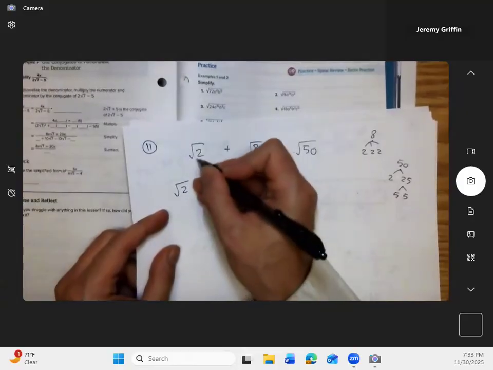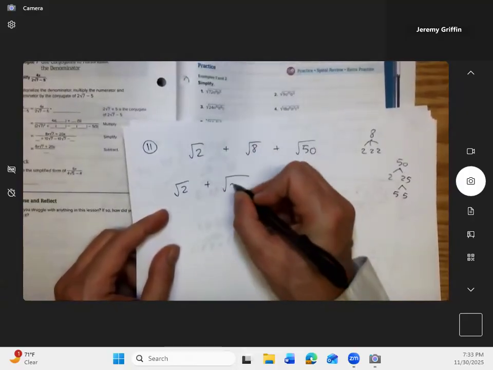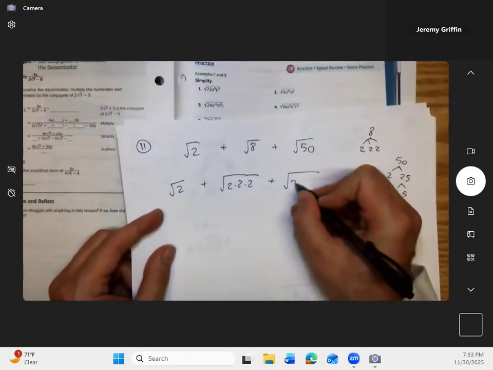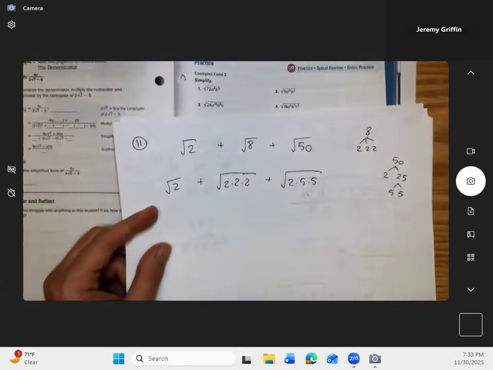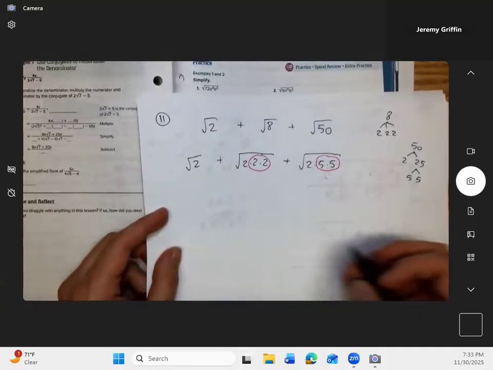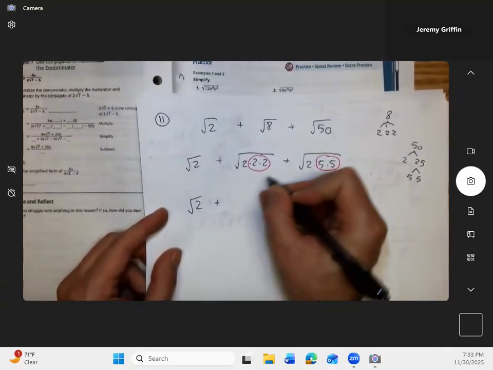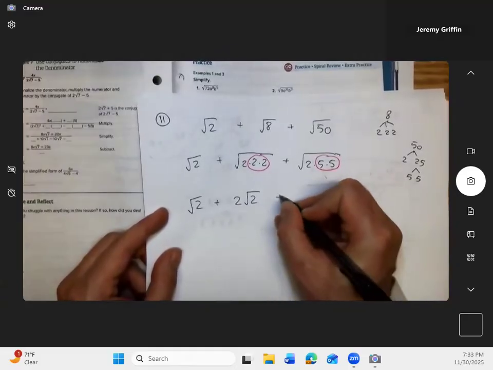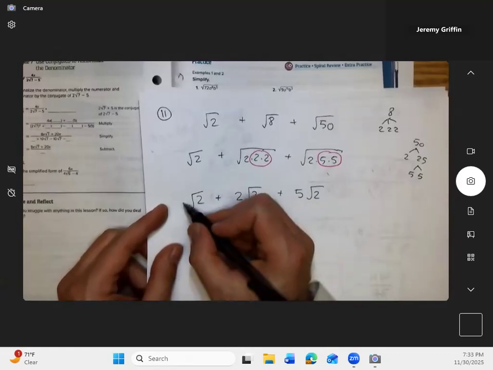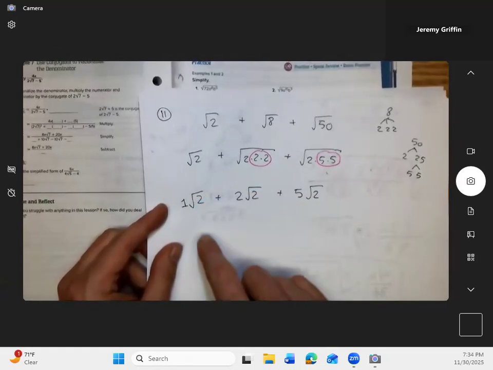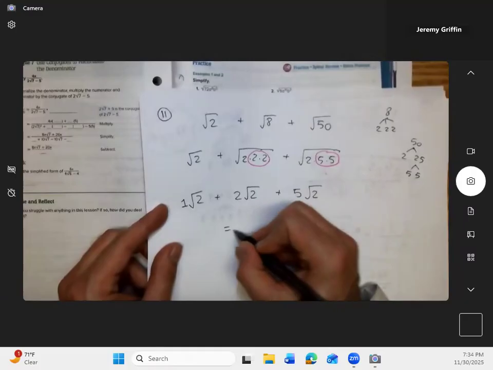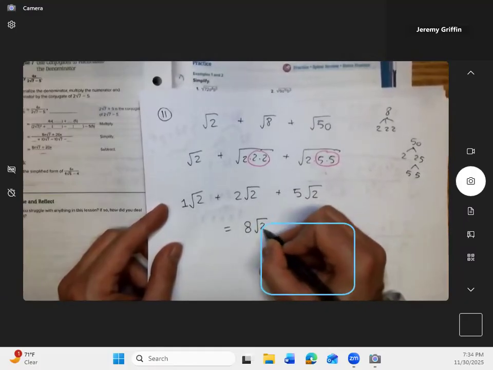So I have this root 2 right here, plus root 8, that's root 2, 2, and 2. And then root 50, that's 2, 5, and 5. All right, break it down into primes. This pair of 2's, this pair of 5's, I can pull each of those out. So I have this root 2, got 2 root 2 here. I got a 5 root 2 here. If you like, I could slap a 1 right here. So I have 1 apple, 2 apples, 5 apples, that's like 8 apples. So 8 root 2.